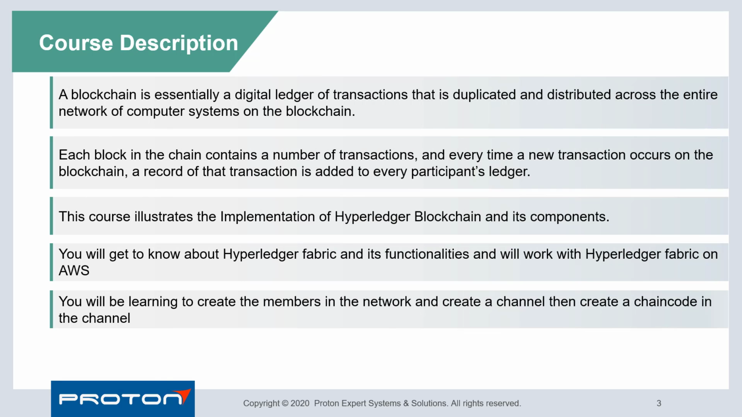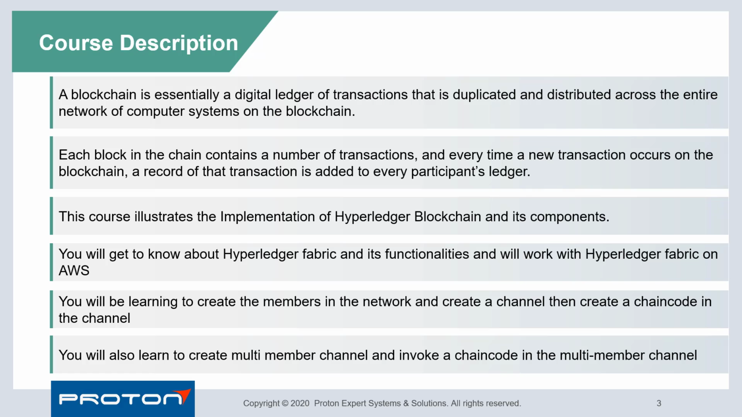First, let me talk about blockchain. A blockchain is essentially a digital ledger of transactions that is duplicated and distributed across the entire network of computer systems on the blockchain. Each block in the chain contains a number of transactions, and every time a new transaction occurs on the blockchain, a record of that transaction is added to every participant's ledger.